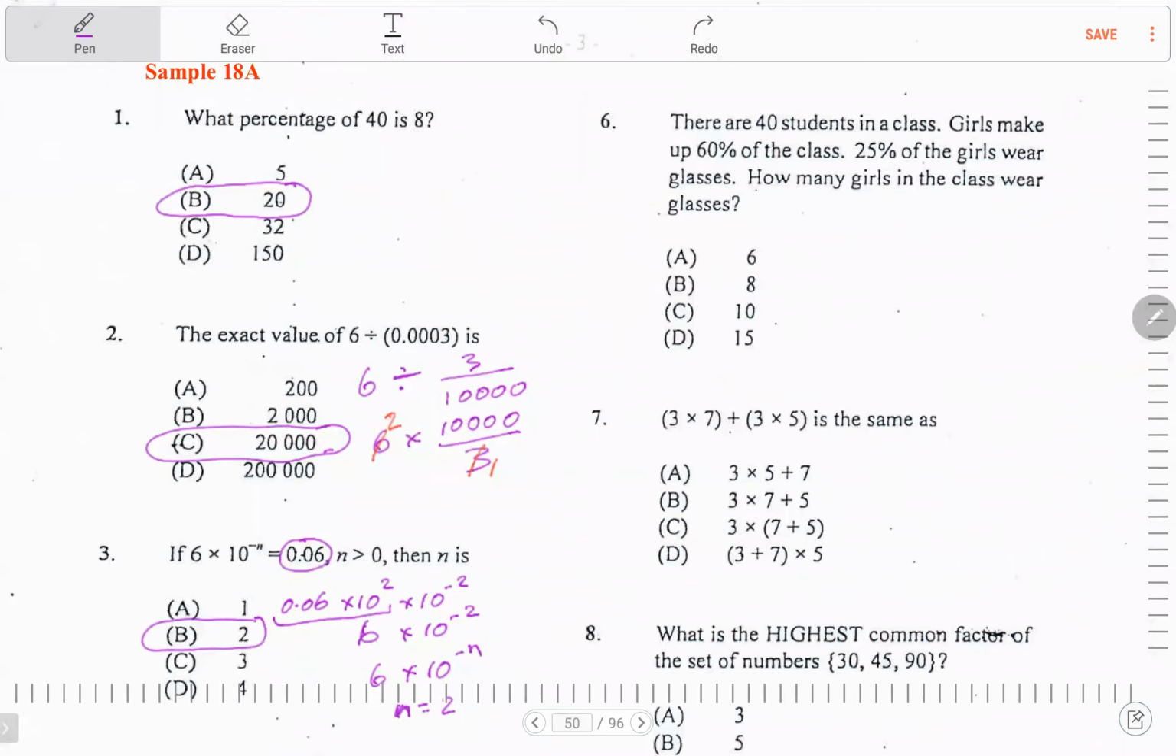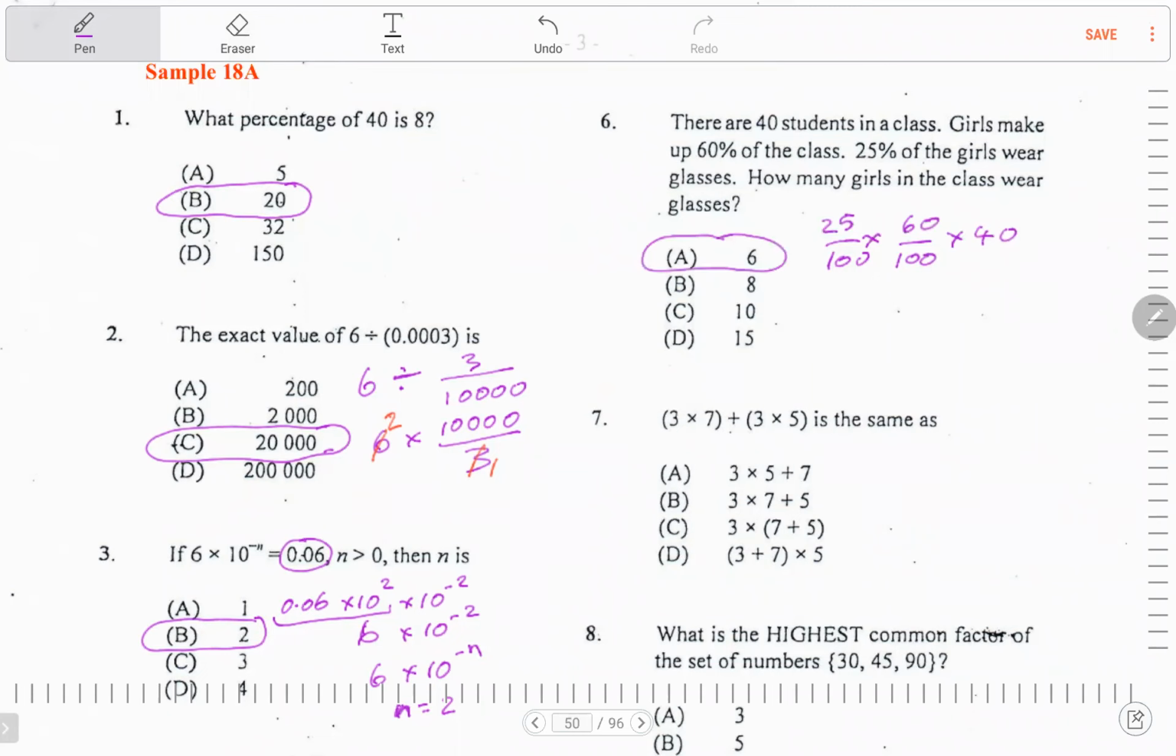Next question. Oh, this is a question I did already. It said there are 40 students and all of this stuff, and the 25. I did this question already, the answer was 6. I'm not going to work it over again. It was 60 over 100 times 25 over 100 times 40. 60% of the 40, and then 25% of that. Same difference, but the answer is 6.